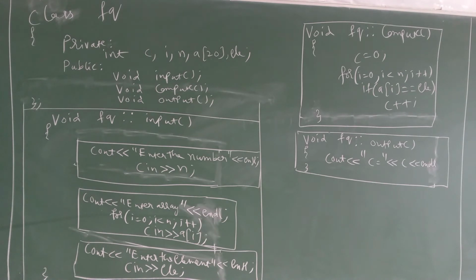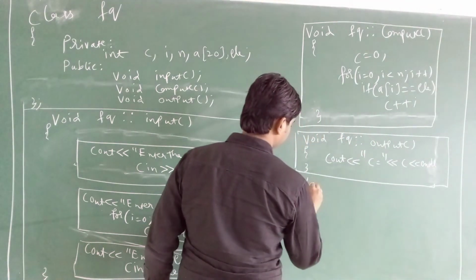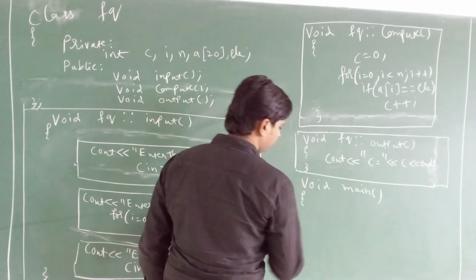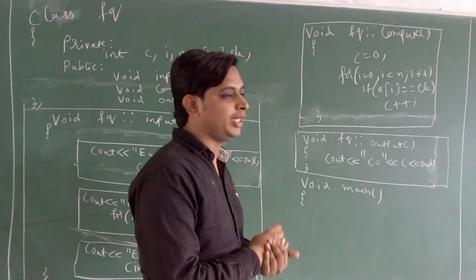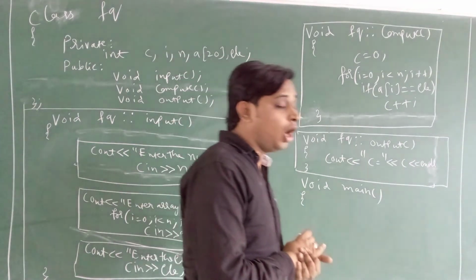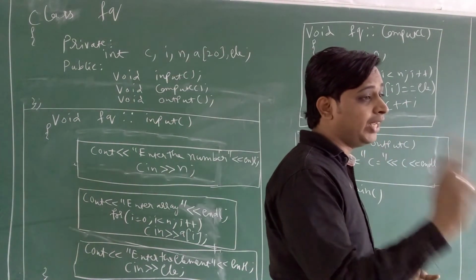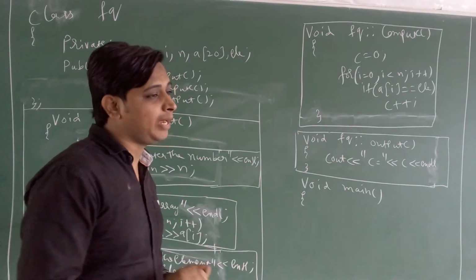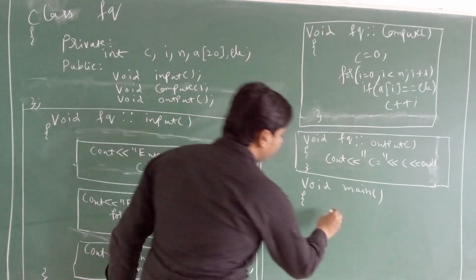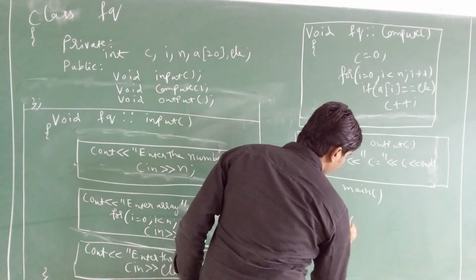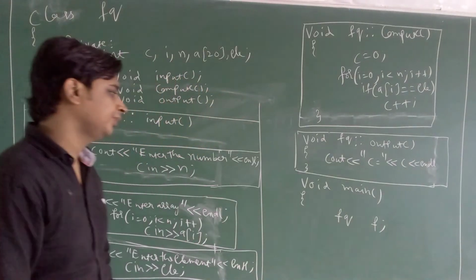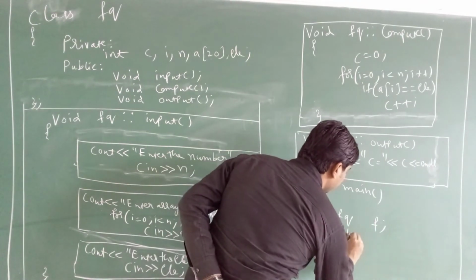Okay. Then void main, I will write. Void main. Now you have to create an object. That is very important. You have to create an object here. How to create the object? This is very important. Listen very carefully. Creating an object includes your class name. Your class name, what is that? FQ. Space, what is the first letter of this class name? Normally you take that one, that will be f. Okay? Then you write clrscr.